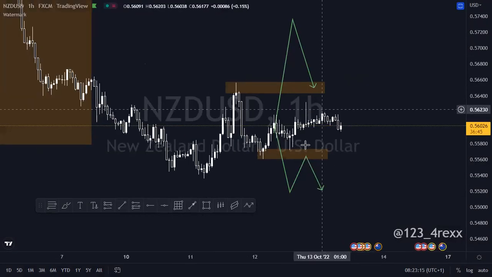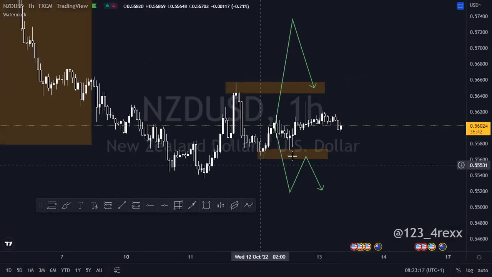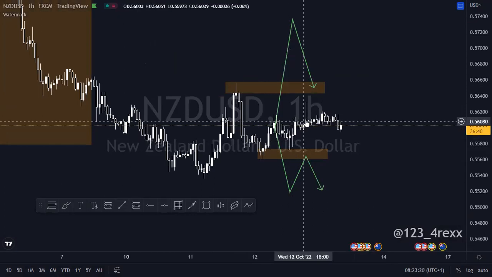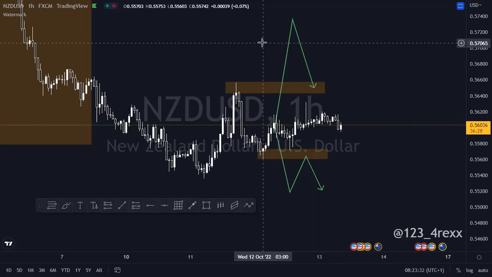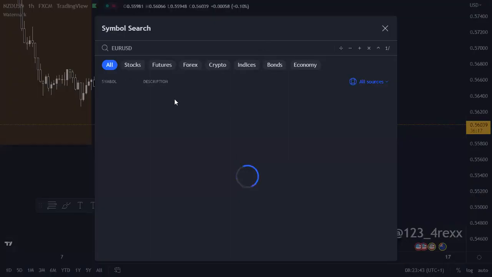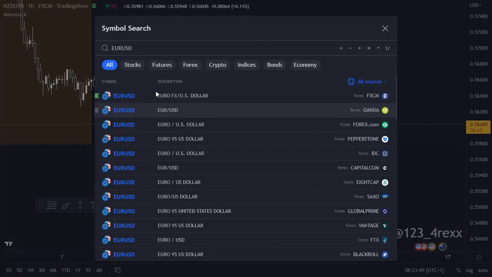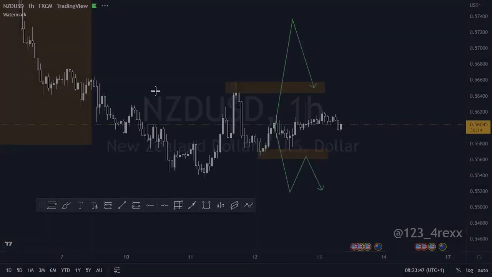Same thing with NZD. We just went above, came back, tapped into these levels, we rejected. We went up a bit. We never even hit the TP side, and then we're just flat. It's really, really frustrating. Anyways, let's look at Euro USD.